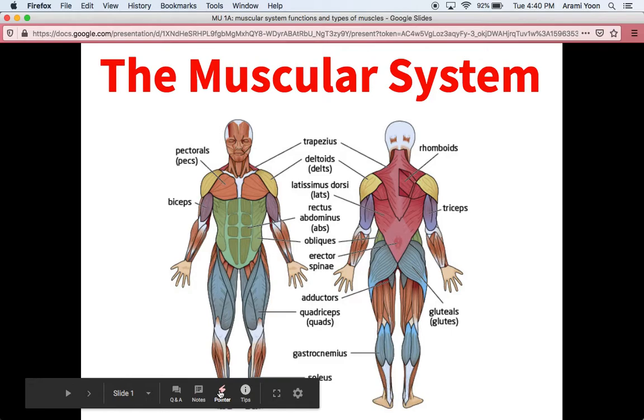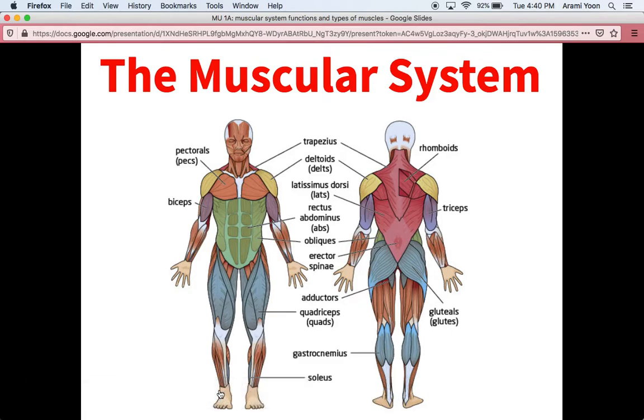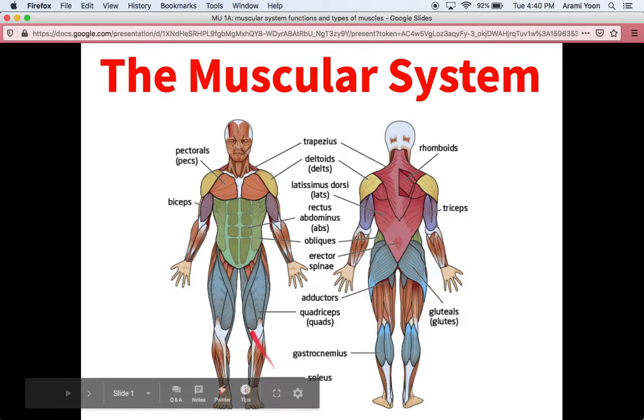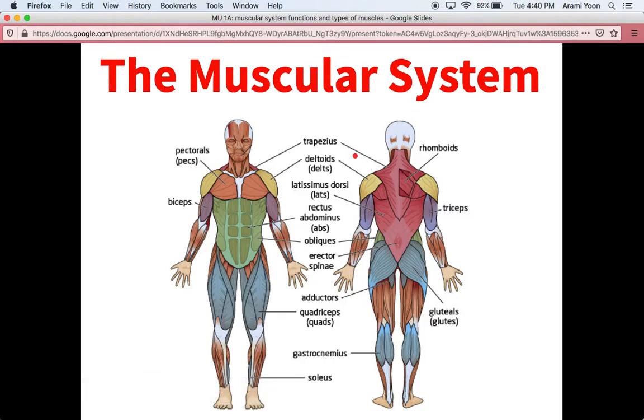Hi everyone, this is the introduction to the muscular system. So when most people think of the muscular system, they immediately think of the skeletal muscles, which are color-coded here on the anterior surface and the posterior surface of a typical human body. But actually there's more to the muscular system than that.